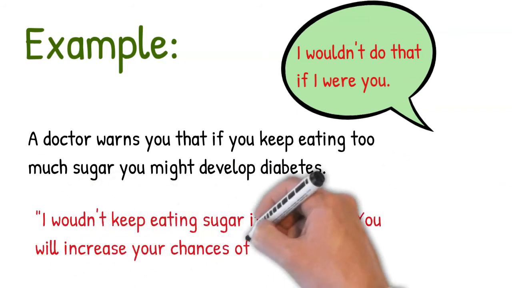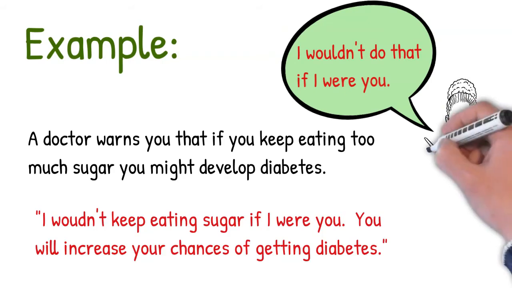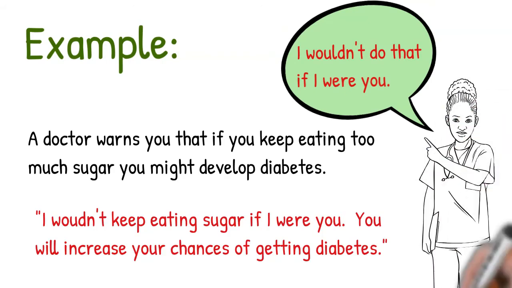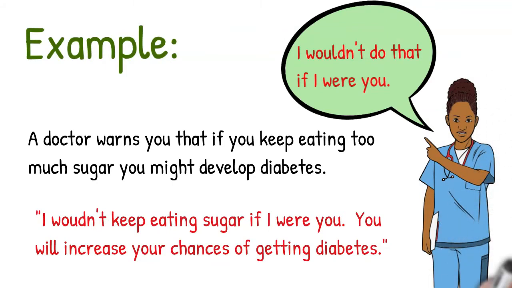And so a popular expression for weaker warnings is, "I wouldn't do that if I were you." This is the second popular expression I've introduced. "I wouldn't keep eating sugar if I were you. You will increase your chances of getting diabetes." So you can see it's a weaker warning, but there are consequences. If you keep eating sugar, you might get diabetes.